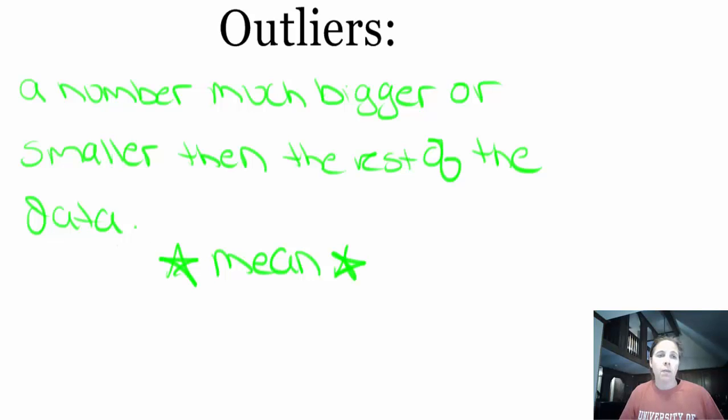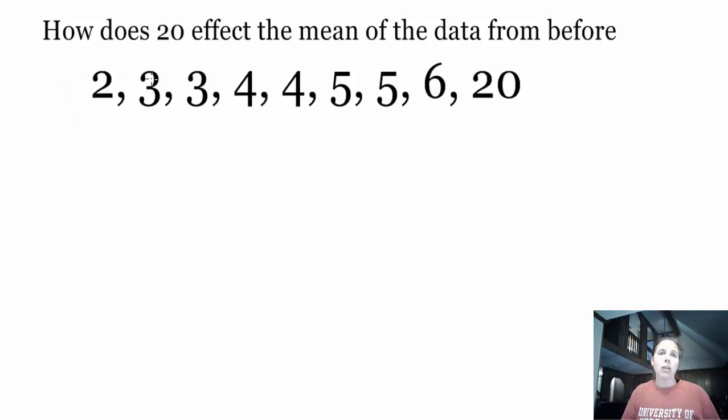Okay? So let's look here. It says, how does 20 affect the mean of the data from before? We had all these numbers that were fairly close together. Even if you had 15 or maybe even 10 as this number, that would be considered an outlier. So first we might say, what is the outlier? You would say 20, and then it says, how does this affect it? That means you have to find the mean twice.